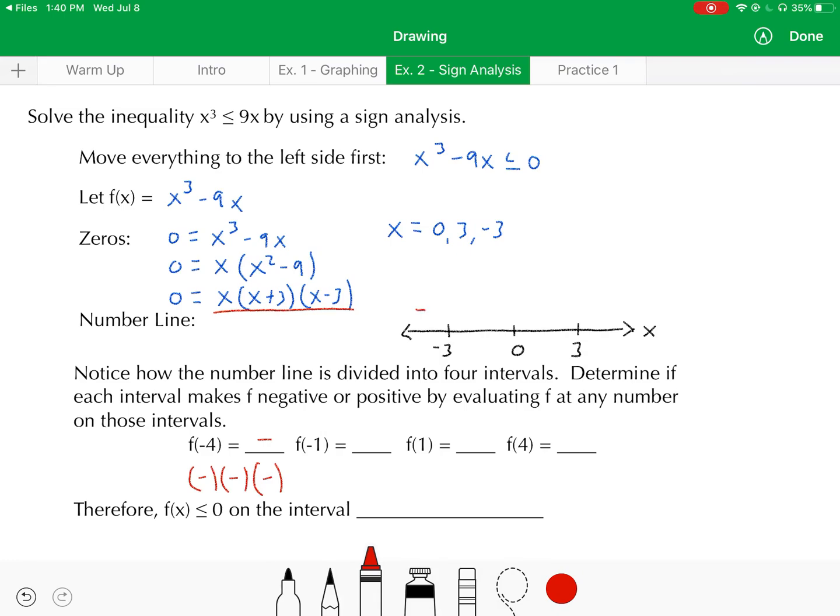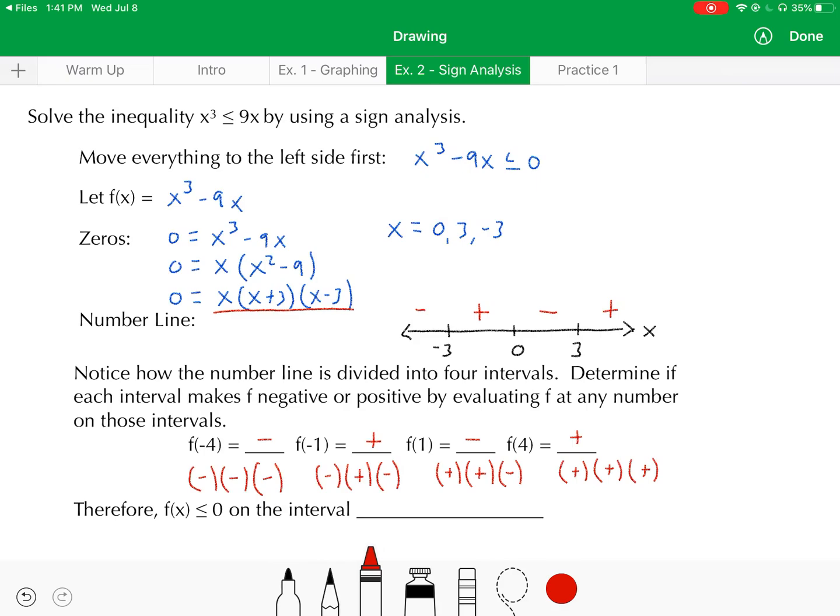If I were to plug -1 in for f, -1 is in the second interval between -3 and 0. That's going to give me a negative times a positive times another negative, which will result in a positive. In the third interval, I'm choosing 1 to plug in. That's between 0 and 3. That'll give me a positive number times another positive number times a negative number, which results in a negative. Put that back in. And then in the final interval, anything larger than 3, notice I'm choosing 4. That's going to give me a positive times a positive times a positive using the factored form, and that will result in a positive.